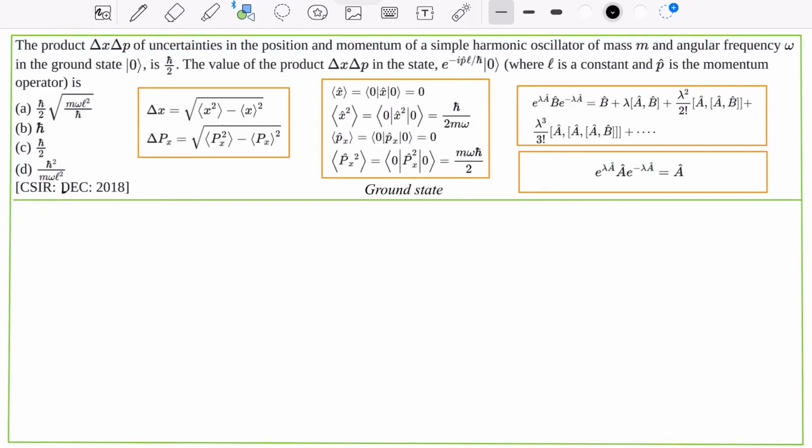Problem 123, Quantum Mechanics. The question: the product Δx Δp of uncertainties in the position and momentum of a simple harmonic oscillator of mass m and angular frequency ω in the ground state |0⟩ is ħ/2. The value of the product Δx Δp in the state e^(-ipL/ħ)|0⟩, where L is a constant and p is the momentum operator, is.